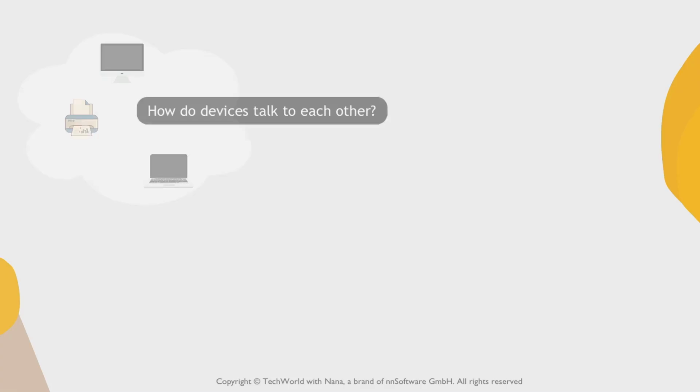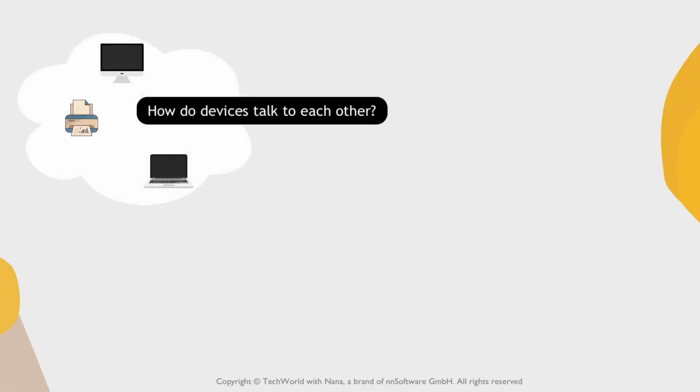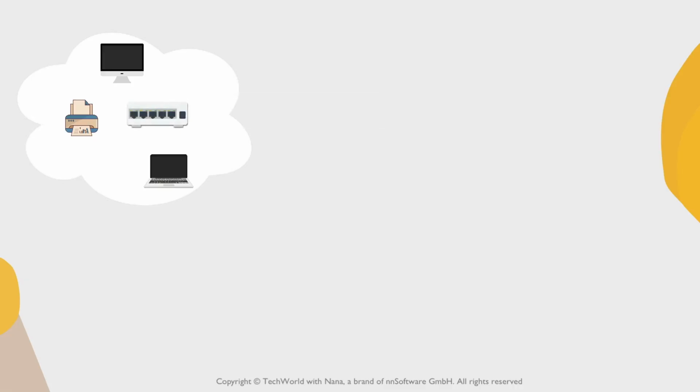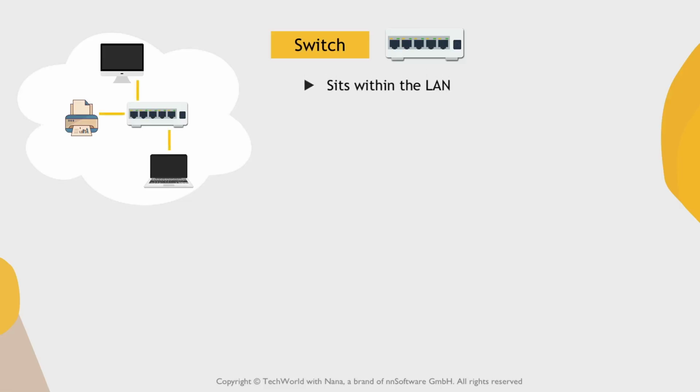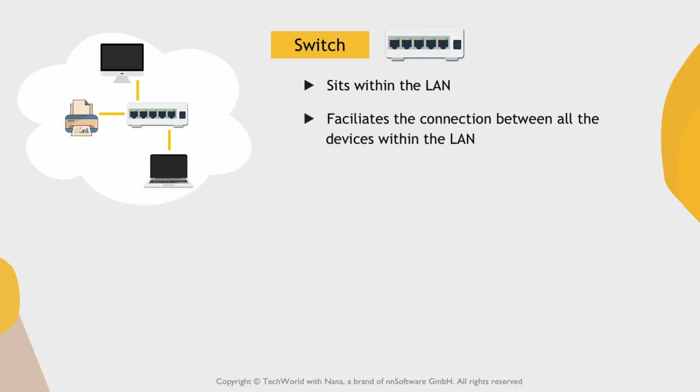But how do devices know each other's IP addresses, or how can they send things to each other? Well, that is a task of a special device on a local area network called a switch. So switch sits within the LAN and knows all the IP addresses of all the devices and therefore helps them communicate with each other within that local area network. Great, so your laptop can talk to a phone or a printer in LAN using a switch.